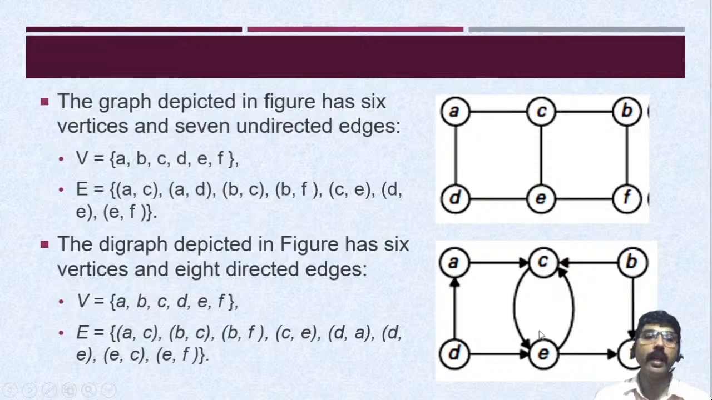This is called a directed graph. In a directed graph, the vertices are the same, A, B, C, D, E, F, but the edges are different pairs. For example, see here AC is there, DA is there, CE is there, DE is there, BC is there. There is no CB, only BC, like that.